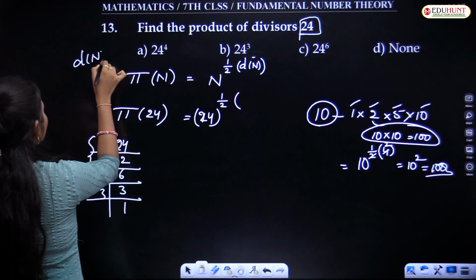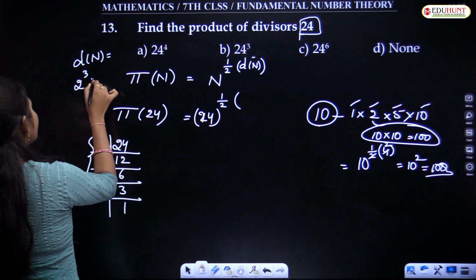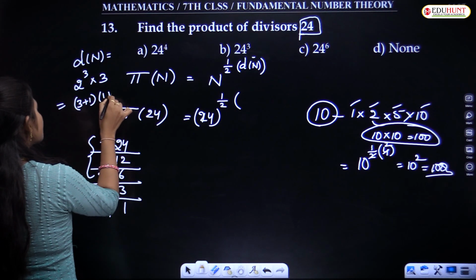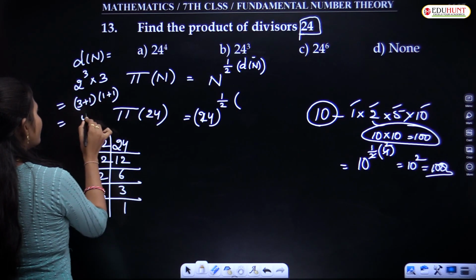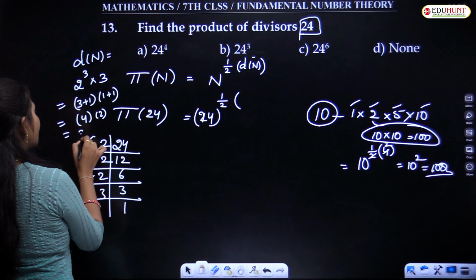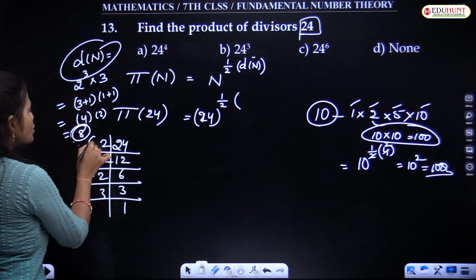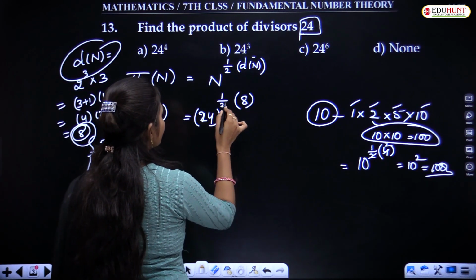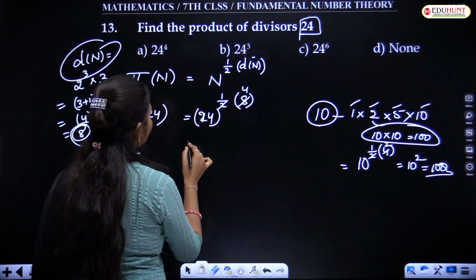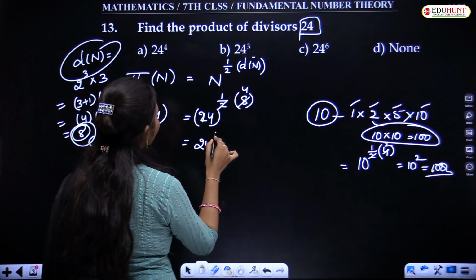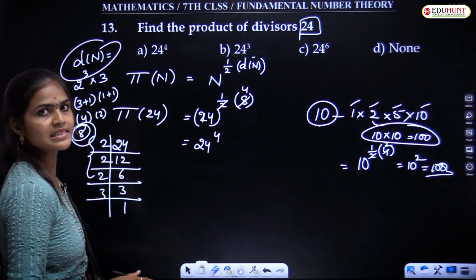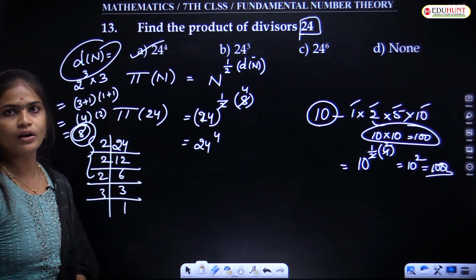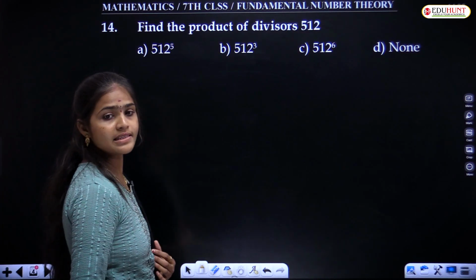D of n is equal to 2 cube into 3. So we can write this as 3 plus 1 into 1 plus 1. Here 3 plus 1 is 4, 4 into 2, so we get d of n is equal to 8. So 2 4's are 8, which gives 24 power 4. Which option is correct here? Option A is correct, that is 24 power 4. Okay, let us see the next one.